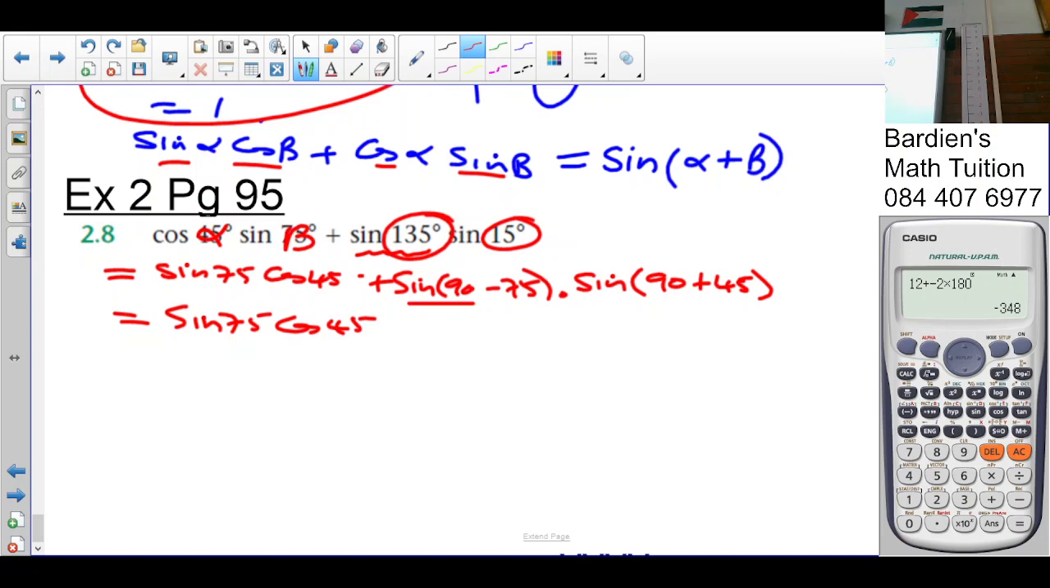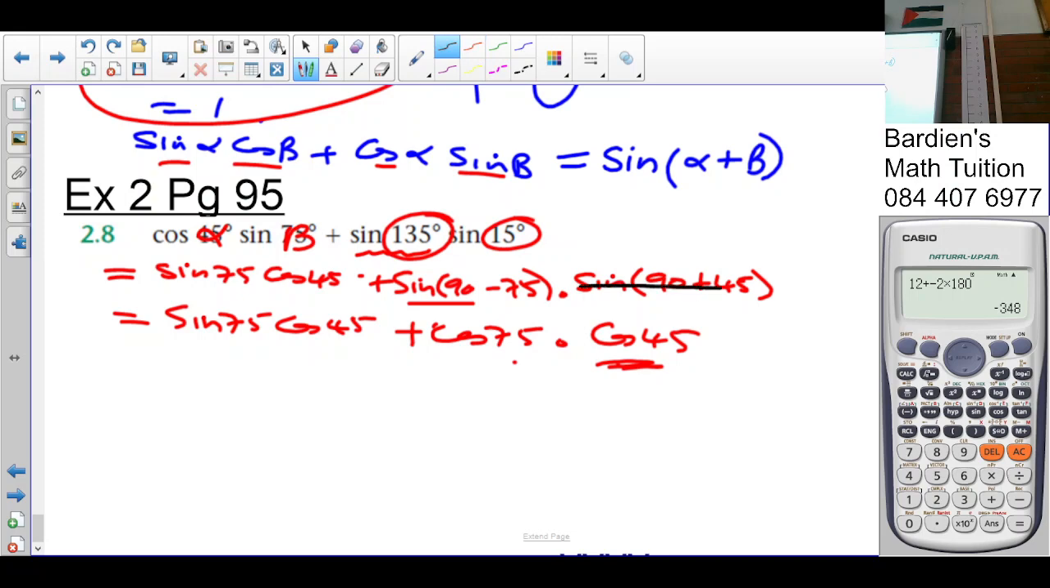90 minus, first quadrant, sine is positive. So it's positive sine 75. No, cos, sorry. 90 minus, change to cos, times 90 plus, that's in your second quadrant. Sine changes to cos 45. But yes, cos, cos, that's a problem. Not so? What do I need this to be? I need it to be a sine.